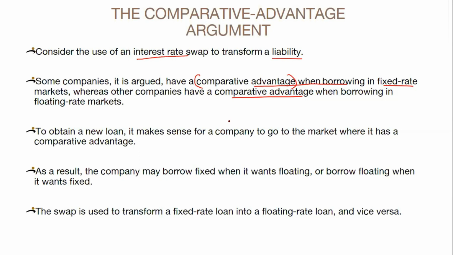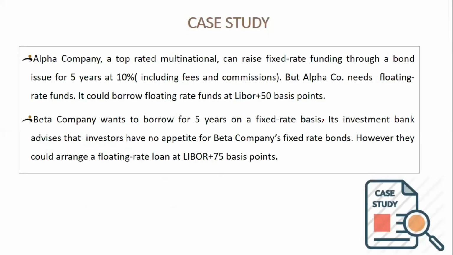So to obtain a new loan, it makes sense for a company to go into the market where it has a comparative advantage. As a result, the company may end up borrowing, let's say on a fixed rate basis, just because they have a comparative advantage in that particular market, even though they wanted to borrow on a floating rate market, right? So let's take an example.